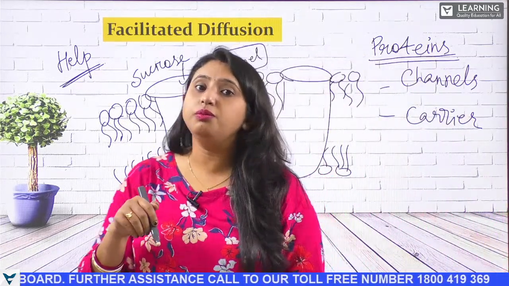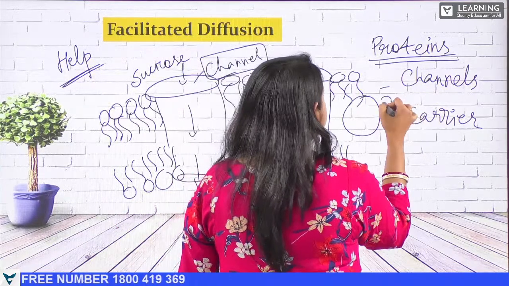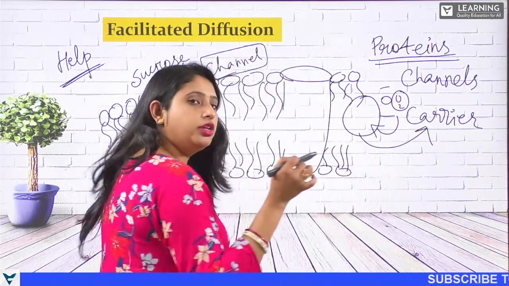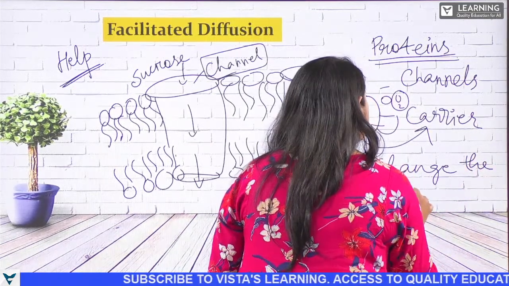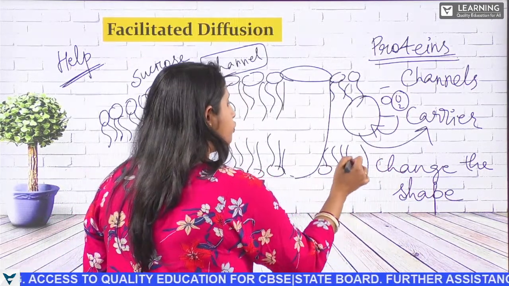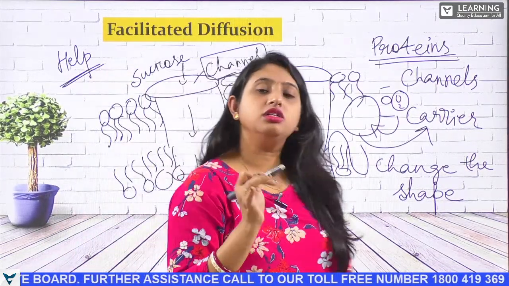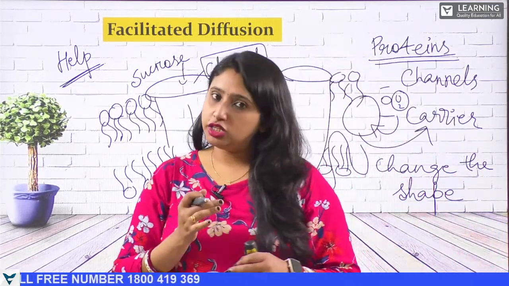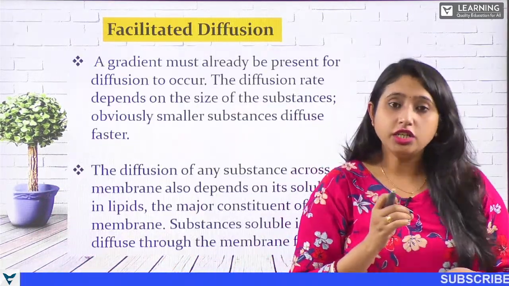And again, there are some carrier proteins which take up a molecule, for example, O2. So this is a carrier protein, okay? It will change the shape of that molecule, and it will allow it to cross the plasma membrane. The carrier protein changes the shape of the molecule and easily passes it across the plasma membrane. Is that clear? So that is the function of facilitated diffusion.